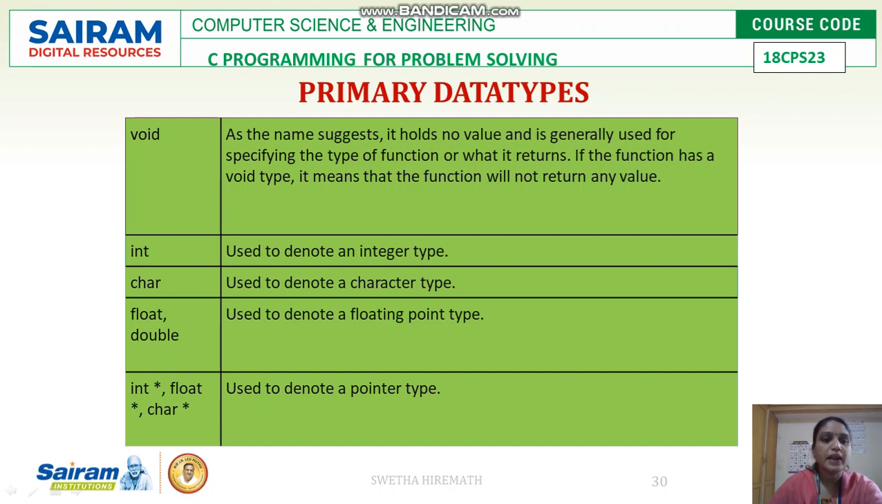Void, int, char, float, double, int star, char star, and float star are the different keywords which we are going to use for our primary data types based on what value it is going to store. If it is int, it means integer type, char means character type, float or double means it is of floating point type, and if we use star in front of this, then it will be of pointer type. If we don't have any data type, then we are going to declare it by default as void.